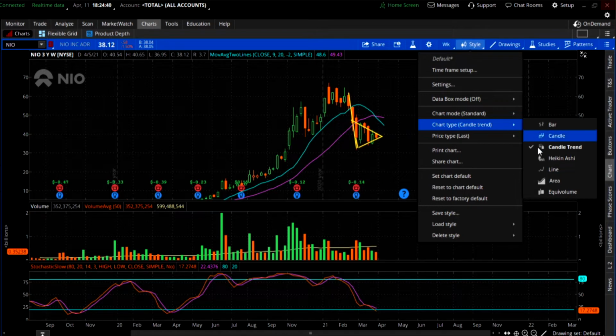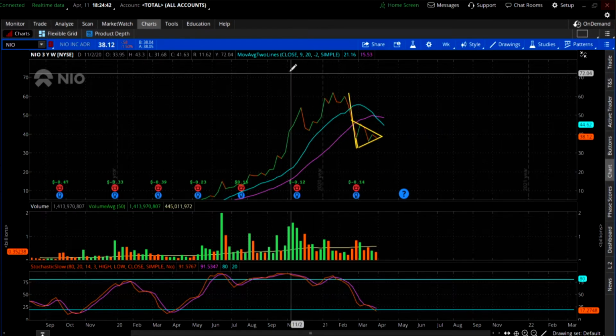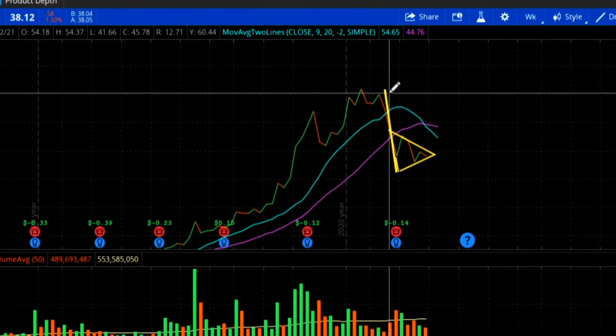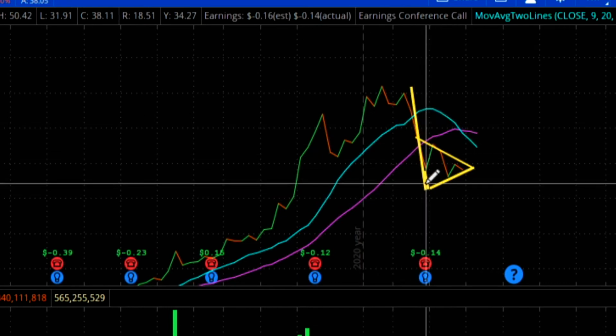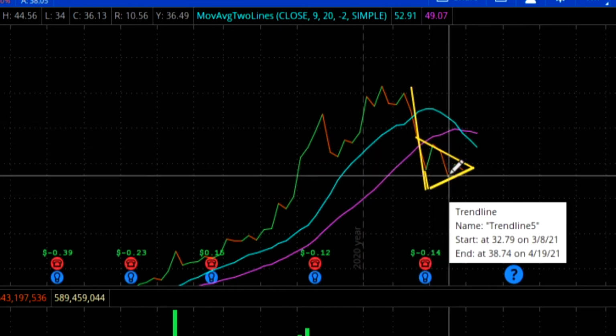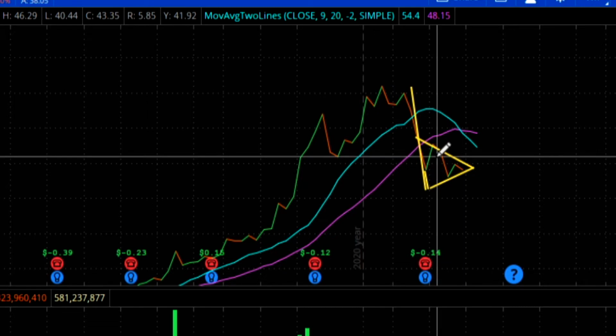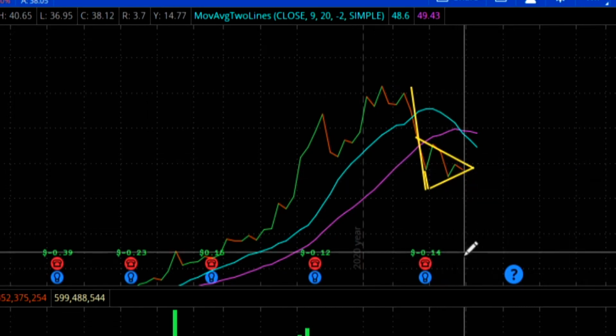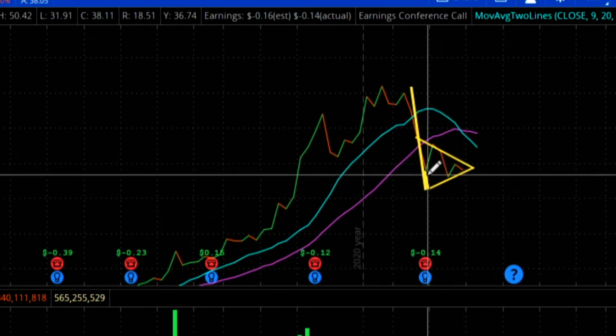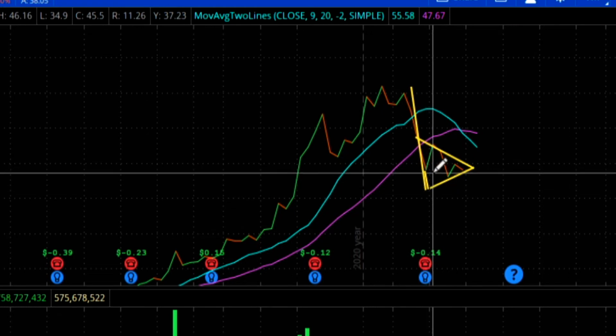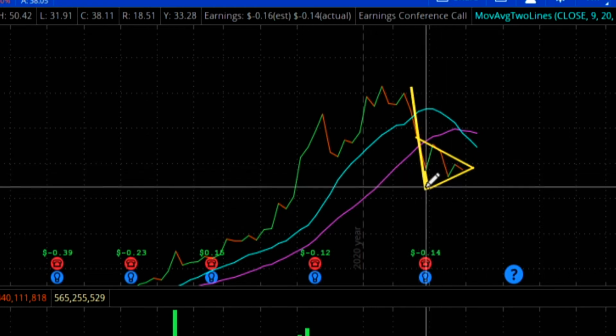And come over here, make it line. Aha! Now you can see what it really looks like. You can see that pole and how it's up and down, right? You could definitely see those lower highs, and I guess it doesn't look too good over here with the higher lows because the candle didn't draw here.